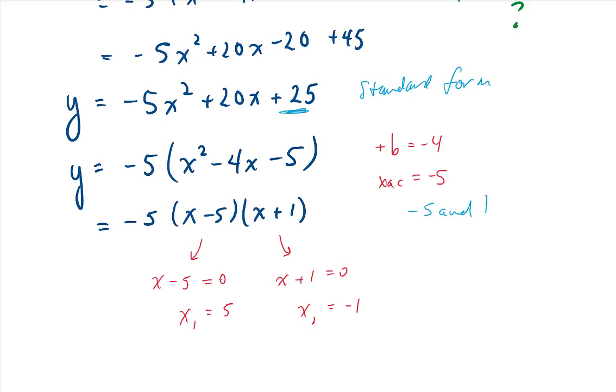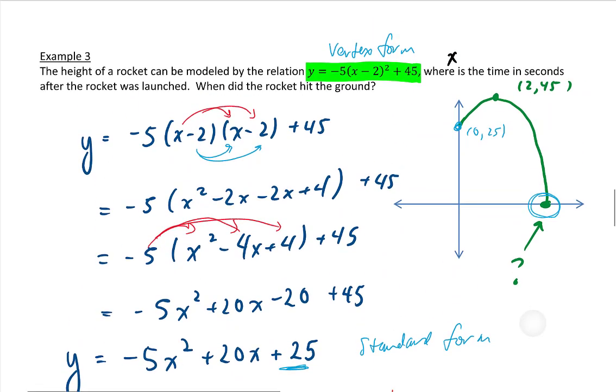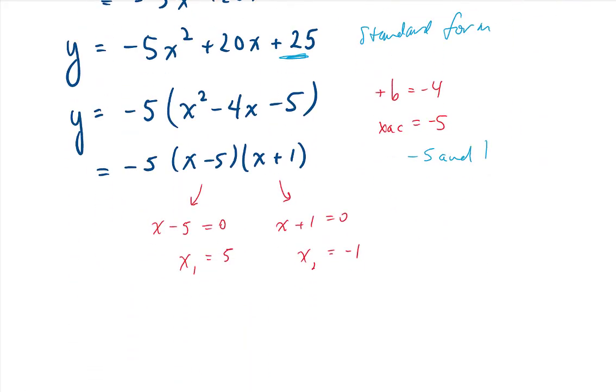So now we relate it back to the question, where x is the time in seconds. When did the rocket hit the ground? Well, it doesn't make sense that the rocket hits the ground at negative 1 seconds. So we're going to take our second zero on the graph, which is at 5, to be the time when the rocket hits the ground. So therefore, the rocket hits the ground at 5 seconds.